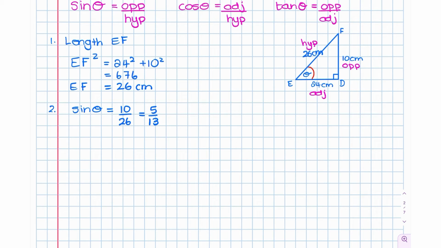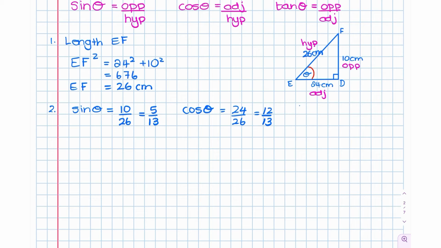Then let's go and do cos theta. So cos theta is going to be the adjacent side, which is 24, divided by the hypotenuse, which is 26. So 24 over 26, and we get 12 over 13.